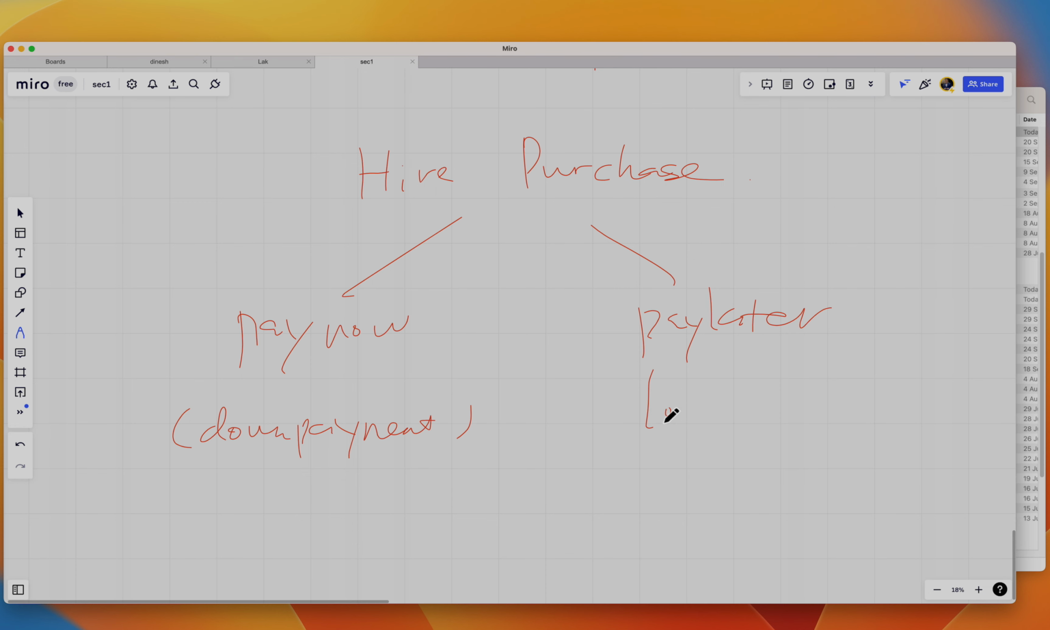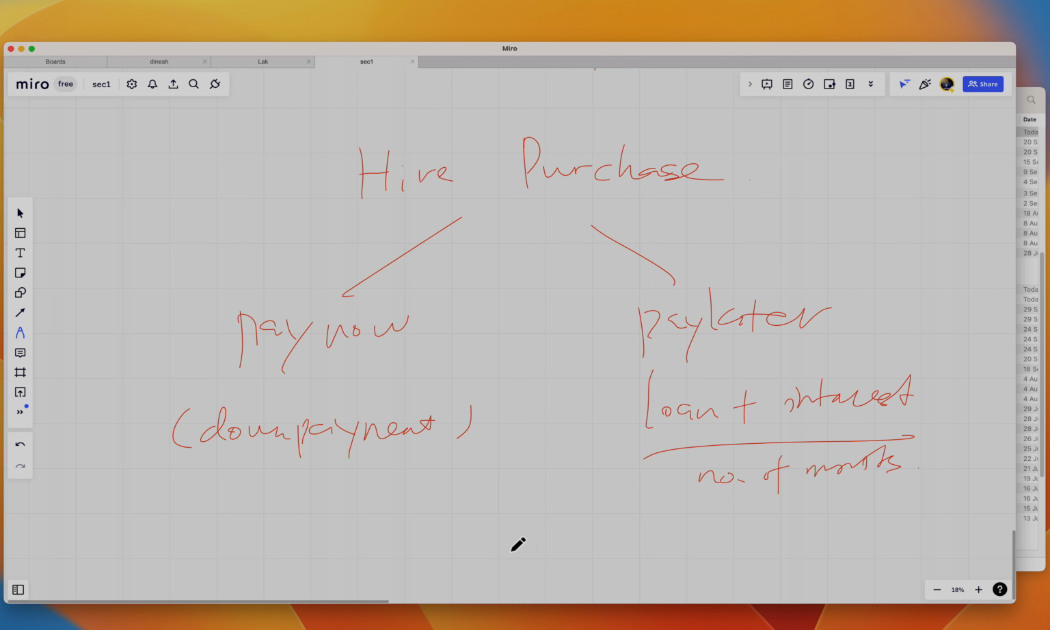And then they use the loan. So loan plus the interest will give you the pay later portion. So of course, pay now plus pay later is going to be the total. Does it make sense? So how to get the monthly installment is the pay later divided by the number of months. Simple.